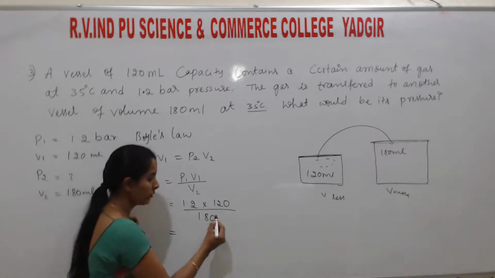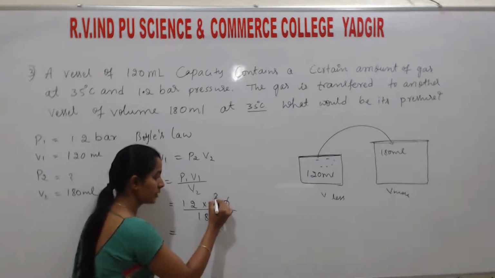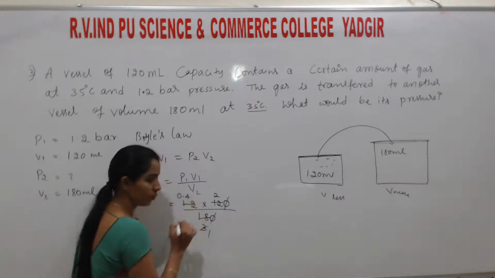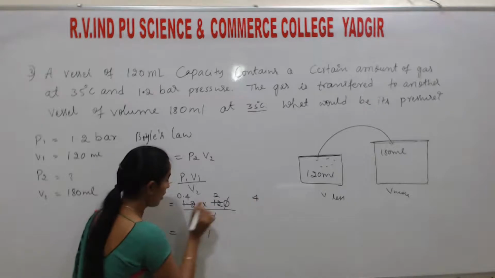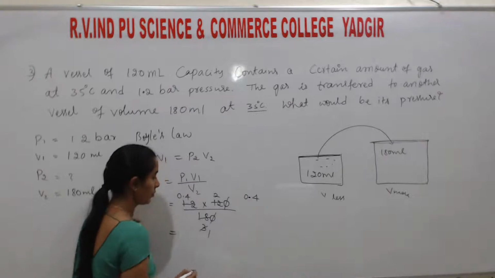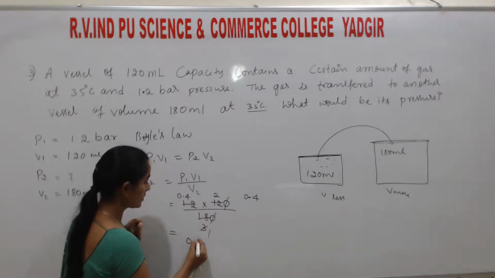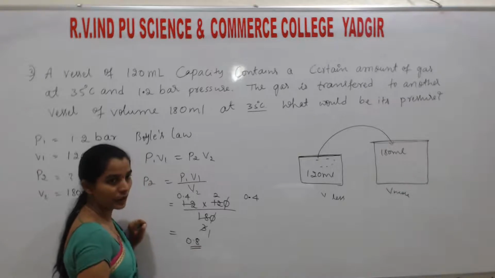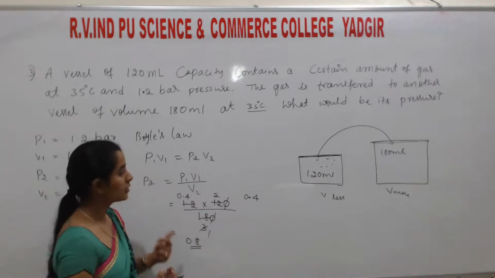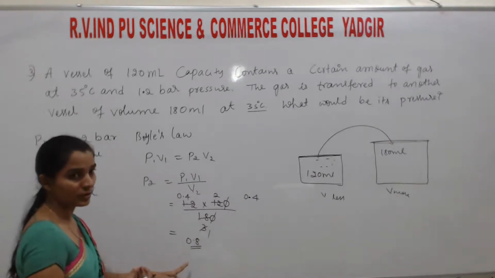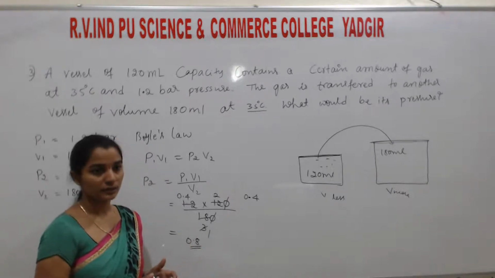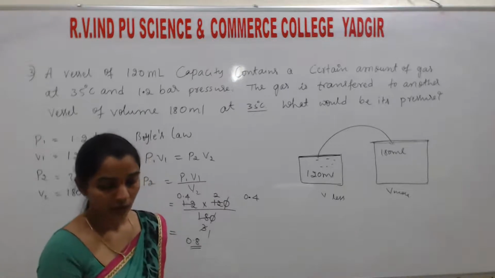Listen. Here, this zero gets cancelled. 6 twos are, 6 threes are, 3 ones are 3, 0.4, because 3 fours are 12. After a digit, we want to put a point, that is 0.4. So 0.4 into 2 means that is 0.8. As I told you, if the pressure is less, then the volume is more. Initial pressure is 1.2, final pressure is 0.8. Obviously, the pressure decreases. Understand? Next.